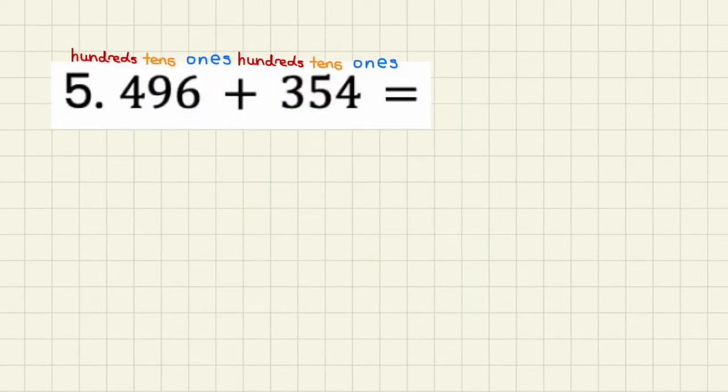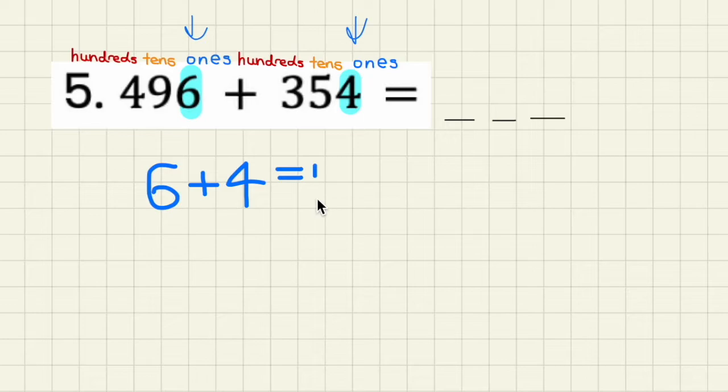Here's our fifth question, 496 plus 354. I've labeled the ones place in blue, the tens place in yellow, and the hundreds in red. Do you know what our first step is? That's right, it is to calculate the ones place, and that would be 6 plus 4. So we would get 10.